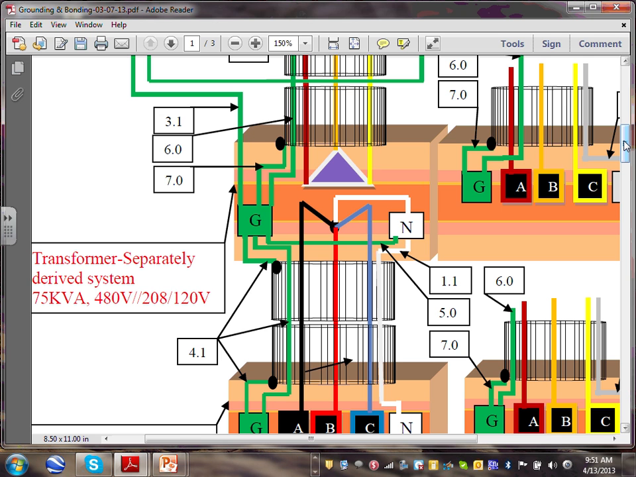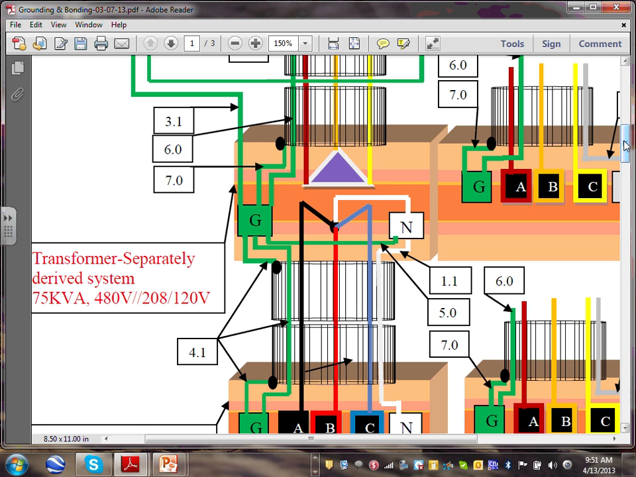You create a new neutral. Take a transformer, delta Y. On the secondary side, what did you create? A neutral, right? So now you have what's called a separated drive system. And you isolate the neutral on the secondary side of the transformer from the neutral on the primary side of the transformer. Do you tie the neutral of 277 with the neutral 120? You're not supposed to tie them together.